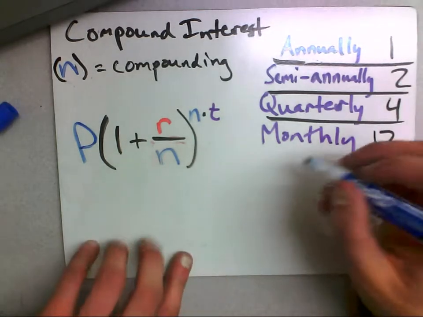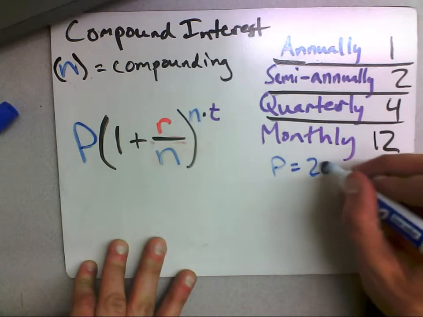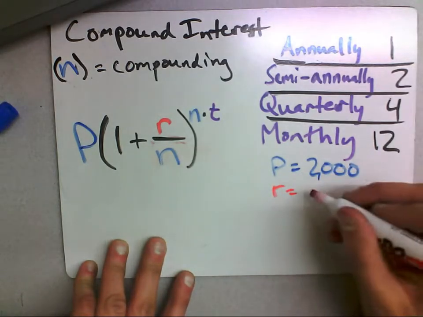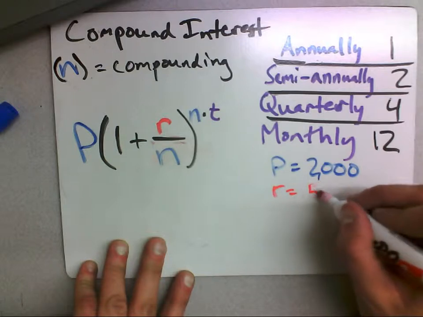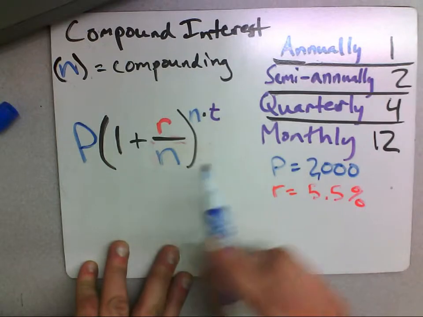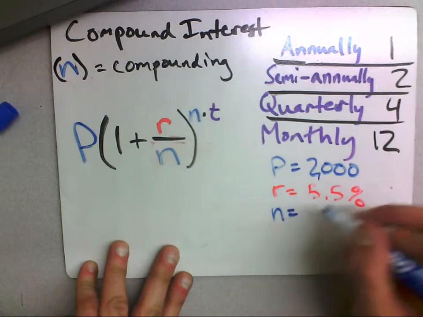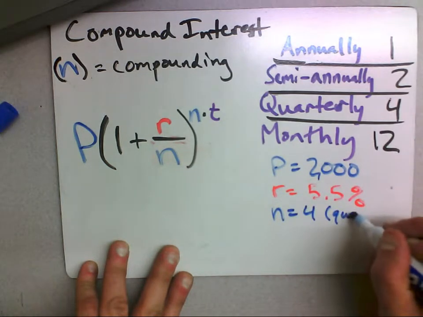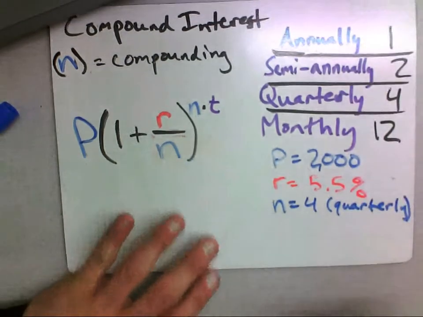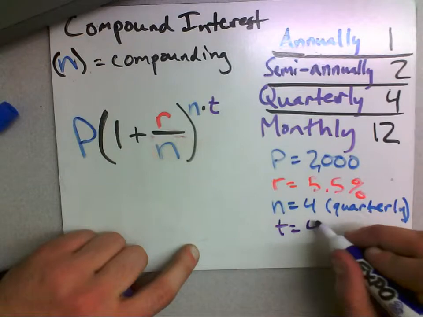Let's have a hypothetical here. Let's say our principal is equal to, let's make it a small number just for the sake of things, 2,000. Our rate is, say, 5.5%. Let's say this is going to be compounded, well, let's go quarterly. Let's be nice. So n is equal to 4, aka quarterly. And our time period for this loan is going to be, let's go with 4 years. Let's keep it small.